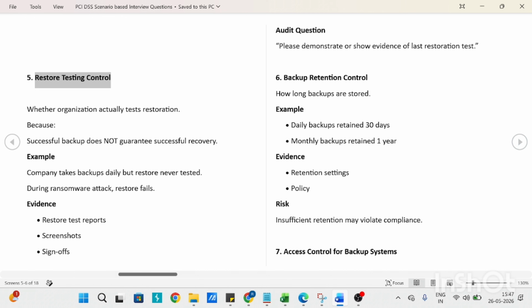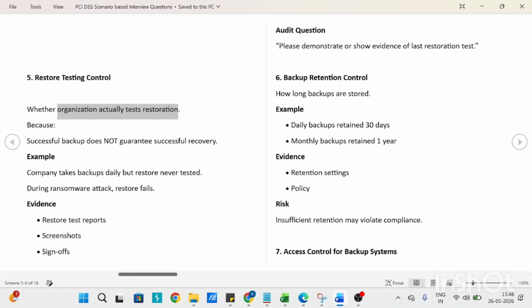Next control you need to check is restoration testing. Whether the organization actually tests restoration. See, backup is happening, but restoration they have not tested. So both are different things. Don't always assume that if backup is happening, then they can restore. No, restoration control is different. Backup is happening, that's fine, but if restoration they are not testing, it's a breach. You need to highlight that risk.